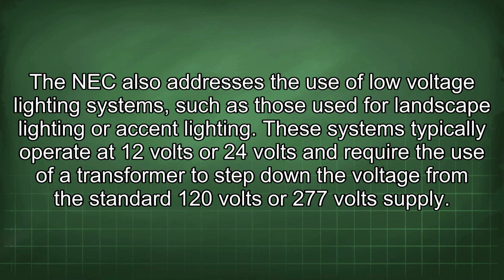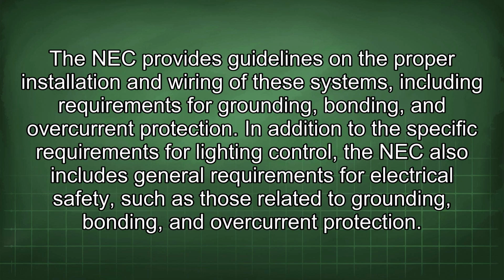The NEC also addresses the use of low-voltage lighting systems, such as those used for landscape lighting or accent lighting. These systems typically operate at 12 volts or 24 volts and require the use of a transformer to step down the voltage from the standard 120 volts or 277 volts supply. The NEC provides guidelines on the proper installation and wiring of these systems, including requirements for grounding, bonding, and overcurrent protection.